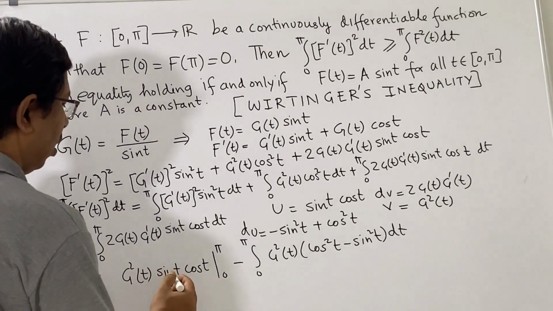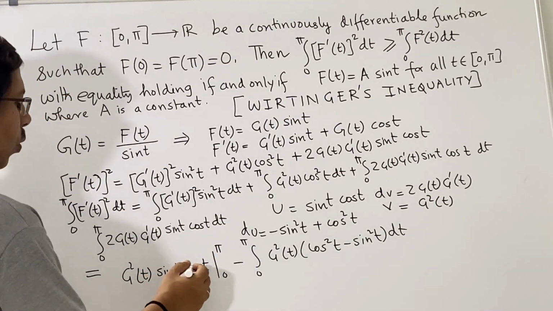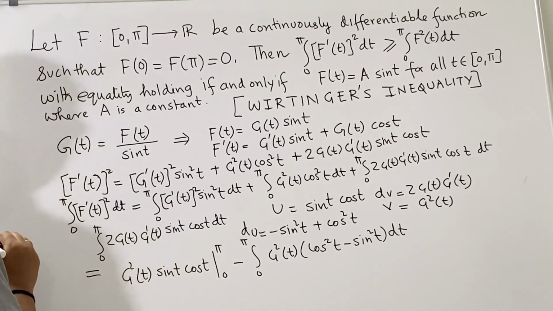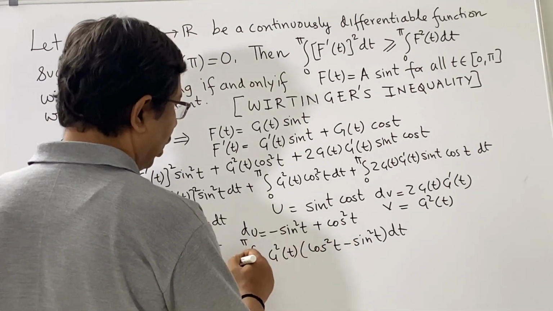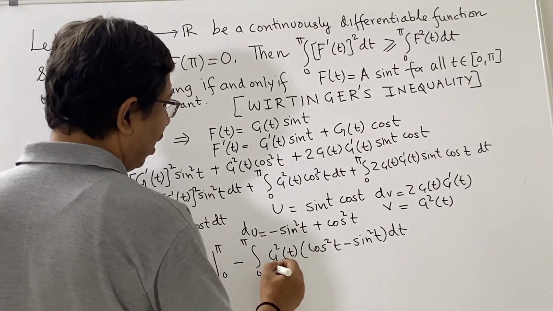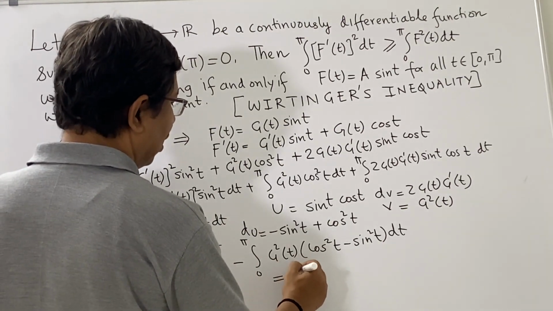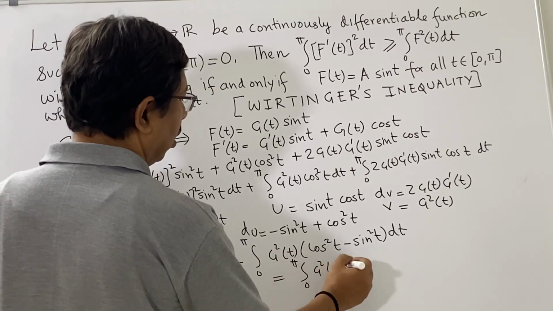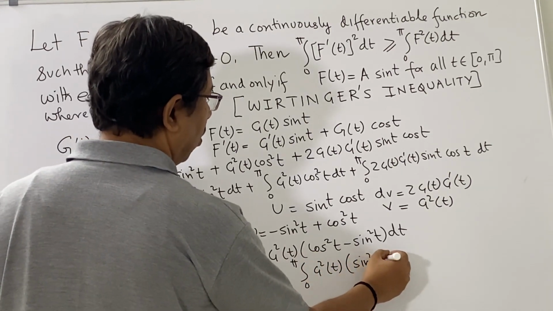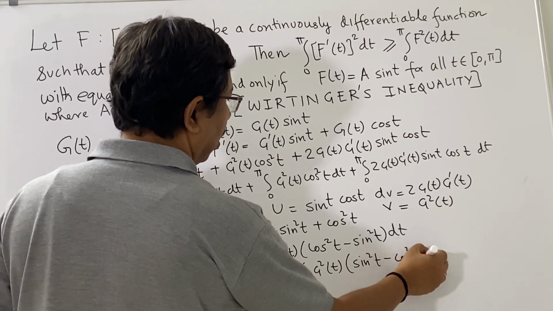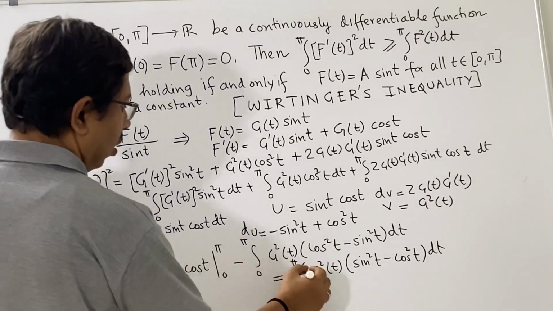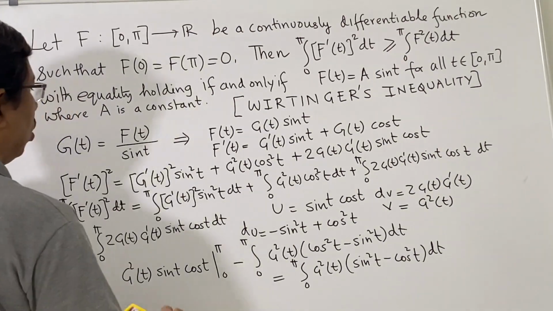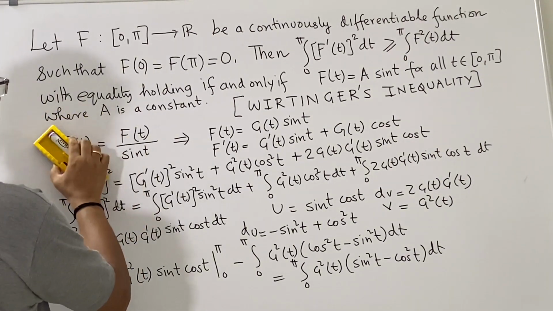Therefore we can now apply the integration by parts formula and get, since sine is 0 at both 0 and pi, the first term equal to 0, and taking this minus inside, what we get is the integral 0 to pi of g squared t times sin squared t minus cos squared t. So the first term is 0 and this becomes just this integral. Now let us put everything back and see what we get.